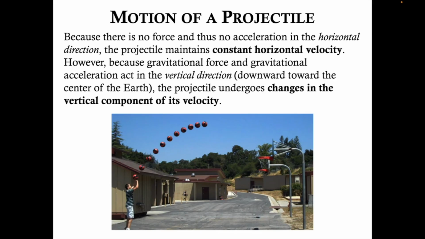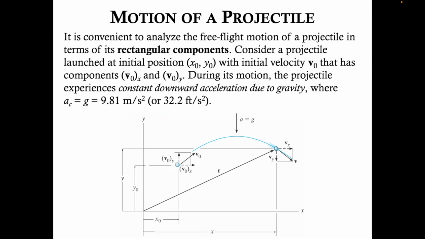projectile motion. Because there is no force and thus no acceleration in the horizontal direction, the projectile maintains constant horizontal velocity. However, because gravitational force and gravitational acceleration act in the vertical direction, downward toward the center of the Earth, the projectile undergoes changes in the vertical component of its velocity. It is convenient to analyze the free flight motion of a projectile in terms of its rectangular or x-y components.